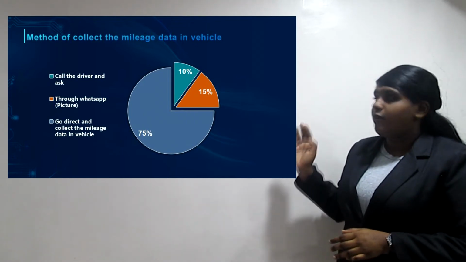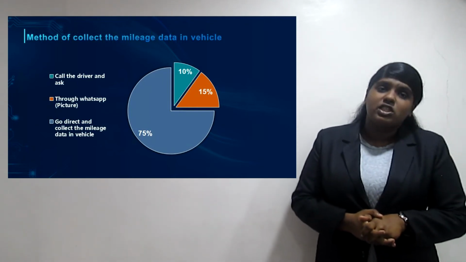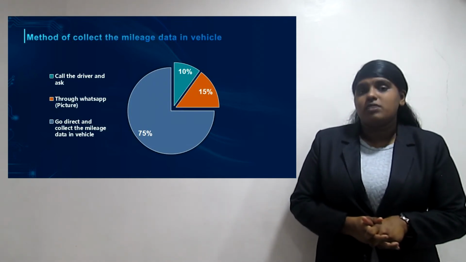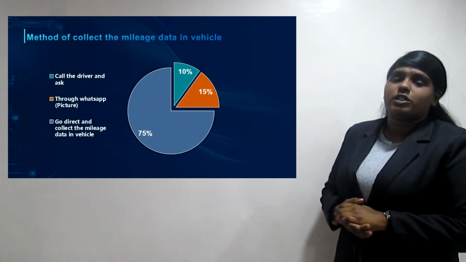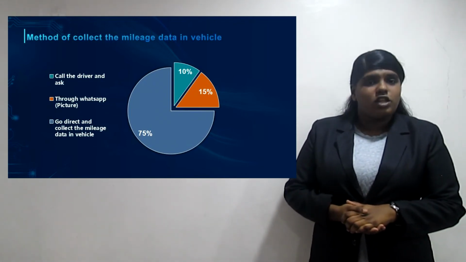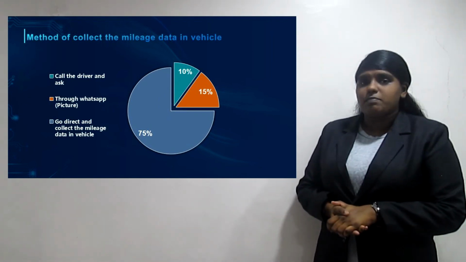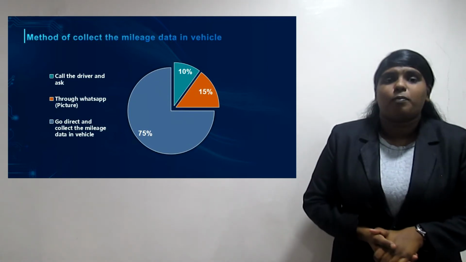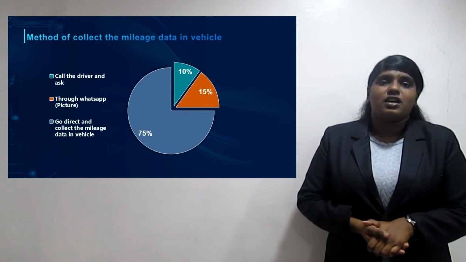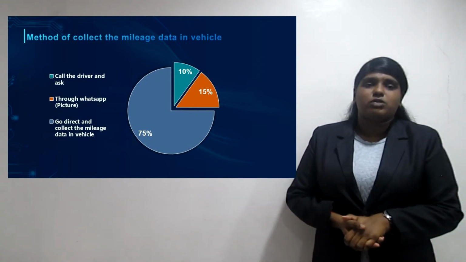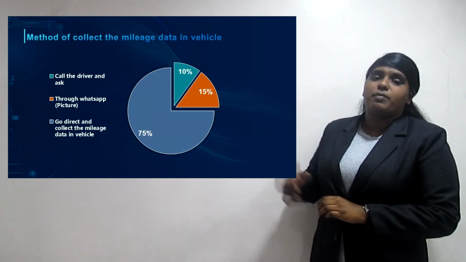Next, 15% of the respondents stated they get the mileage data through WhatsApp by picture, sent by the driver, who takes an odometer picture before and after the delivery is made. And 10% of the respondents stated that they call the driver and ask about the mileage data. This is a negative point for the company if the driver never picks up the call made by the administration staff. They still have to wait for the odometer data in order to calculate the fuel consumption. So Fuel Trace can reduce these kinds of errors made by the staff.